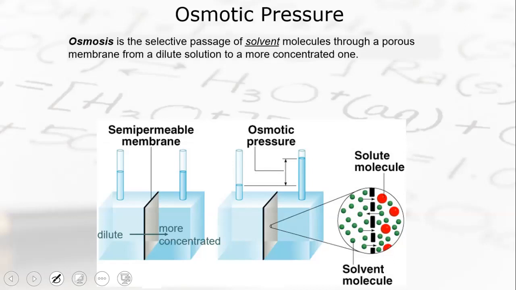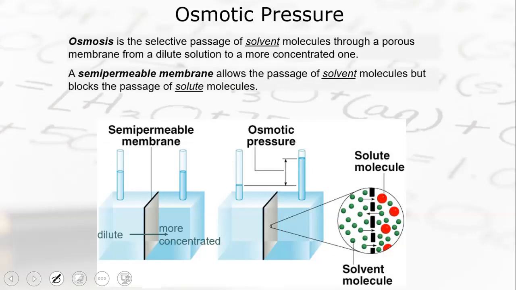As you can see on the sketch on the right, the separation between these things is actually due to what's called a semi-permeable membrane. It allows the passage of solvent molecules but blocks the passage of solute molecules. In the sketch, essentially what we've drawn is a membrane that has pores in it, and the pores are small, so solvent molecules can go across, but solute molecules are prevented from going across because they just don't fit.